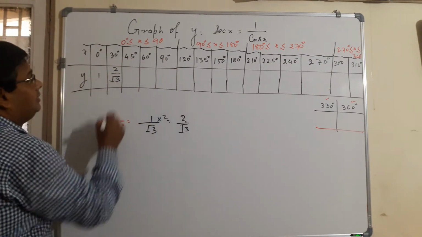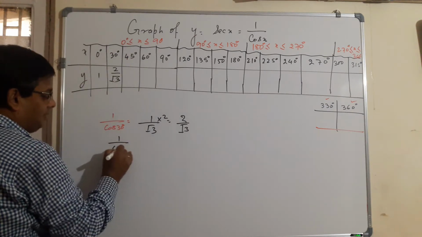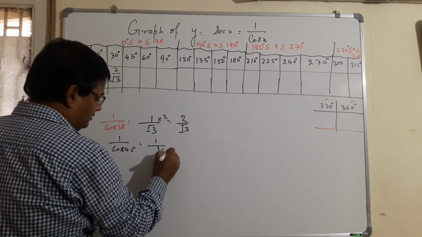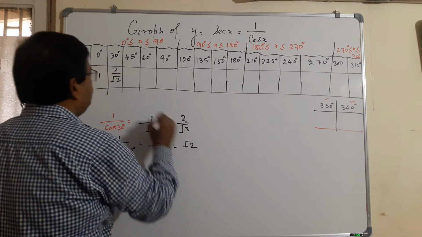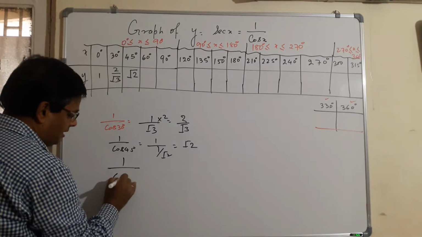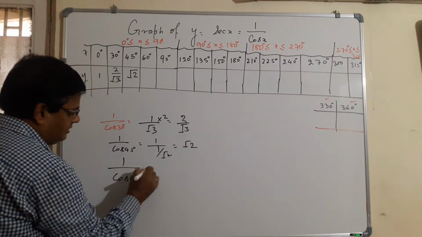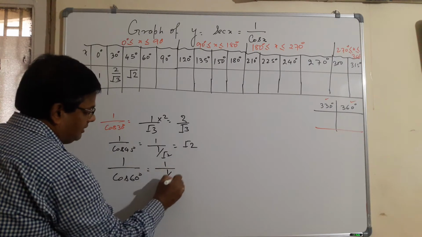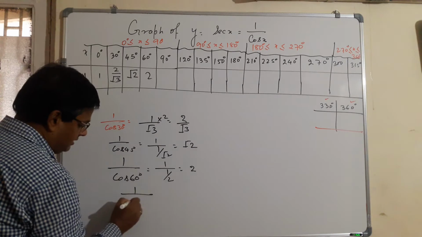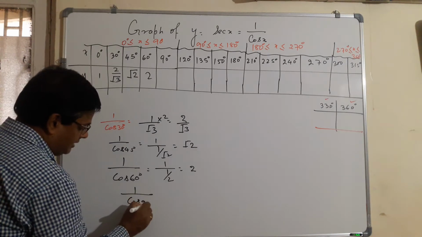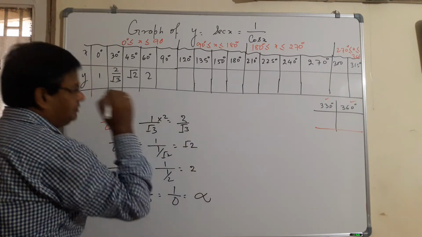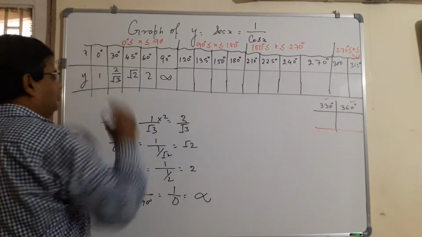Now 45 degree. So here 1 by cos 45 degree, 1 over 1 by root 2 becomes root 2. Now 60 degree, 1 by cos 60 degree, and cos 60 degree is 1 by 2, so it becomes 2. Cos 90 degree is 0. So 1 by 0 is infinity. So it becomes positive infinity.